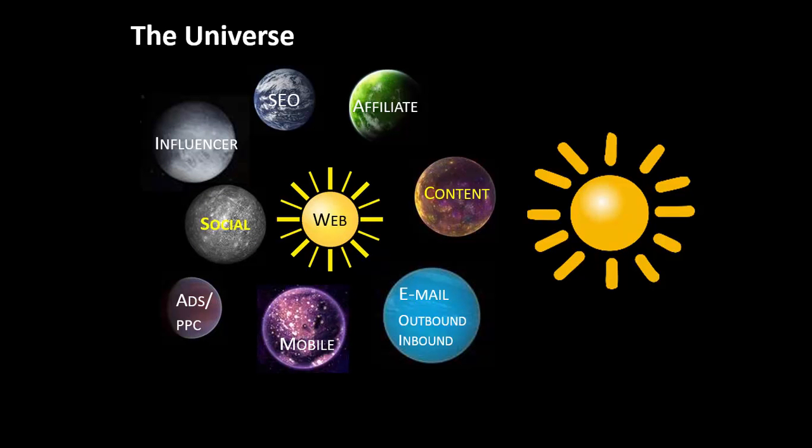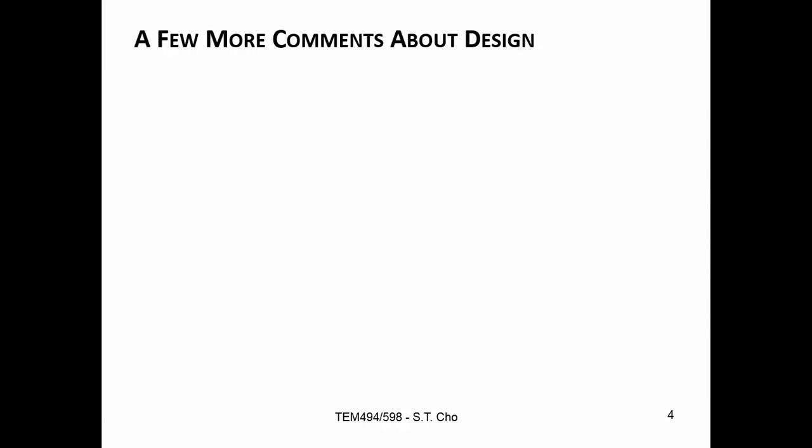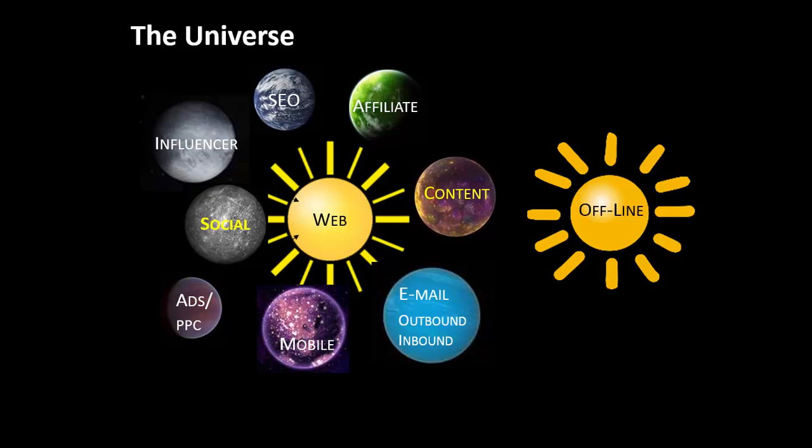Anyway, when we look at the universe of all the pieces that go into digital marketing, whether it's affiliates, which are third parties, email, and everything else, the center of your universe, no matter whether you're on mobile or whatever, all comes down to the web. Everything eventually touches the web. You're going to go to your website in one shape or form. And complementing the web is your offline type of marketing, and there's still a place for physical marketing.